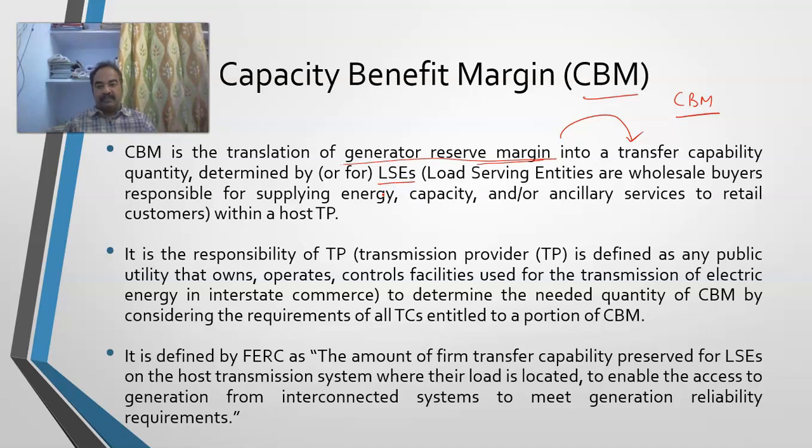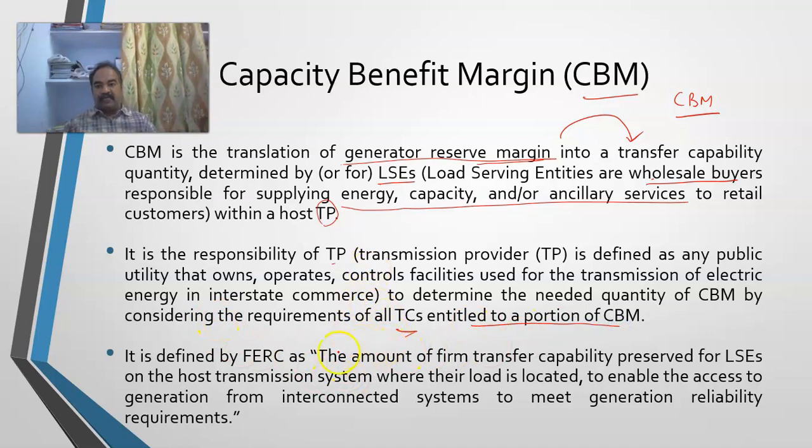LSEs are those entities which are basically buyers, but they are responsible for providing power to the lower level entities, like direct customers or retail customers. So these will be discoms. They will be providing capacity or ancillary services to retail customers within a host transmission provider. So a CBM is just like a reserve capacity equivalent in terms of transmission capacity. And it is the responsibility of the transmission provider to maintain this CBM. So he determines how much CBM is to be kept aside by considering all the requirements of transmission customers entitled to a portion of CBM.